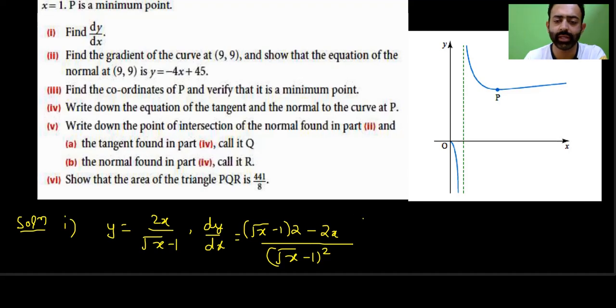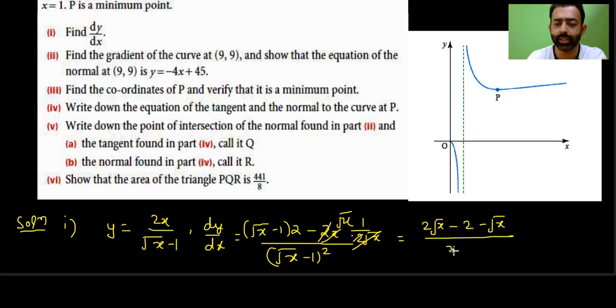Derivative of root x minus 1 will be 1 upon 2 root x. Because this is x raised to the power half, so half x raised to the power half minus 1 is minus half, so 1 upon 2 root x. Now simplifying this, you will get 2 root x minus 2, right? This 2 will get cancelled with this, and this root x will cancel with this, you will get just root x. So minus root x. In the denominator we have root x minus 1 whole square.